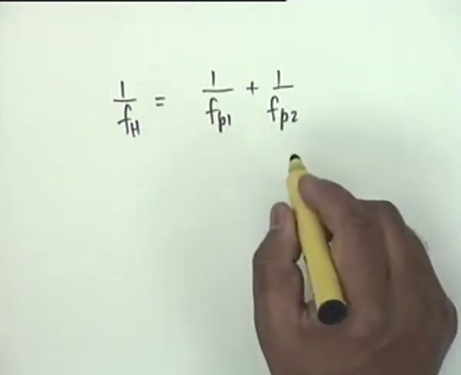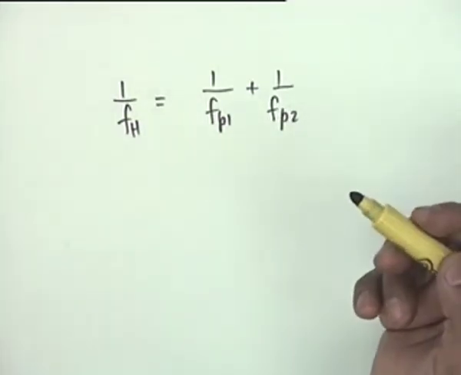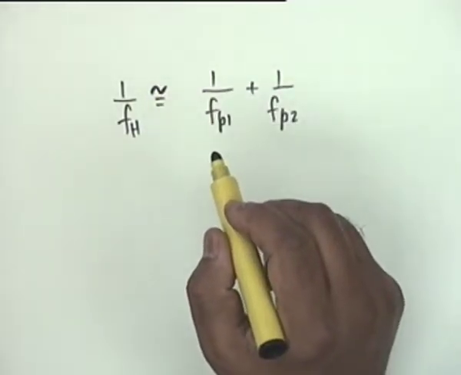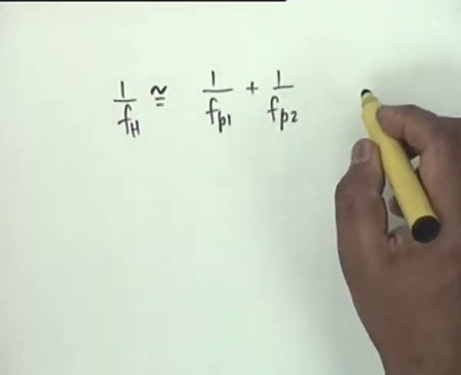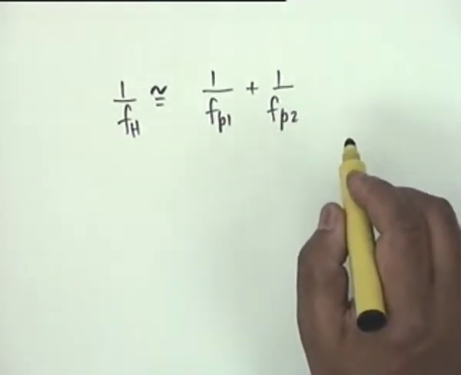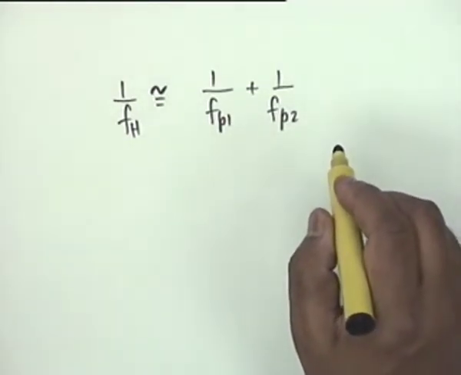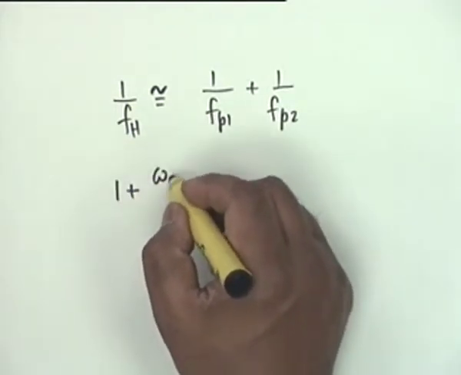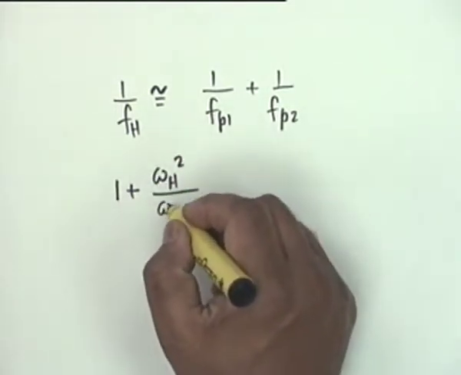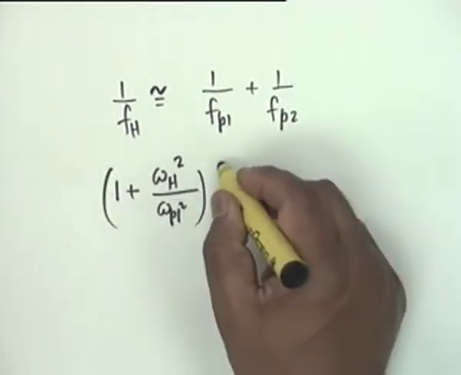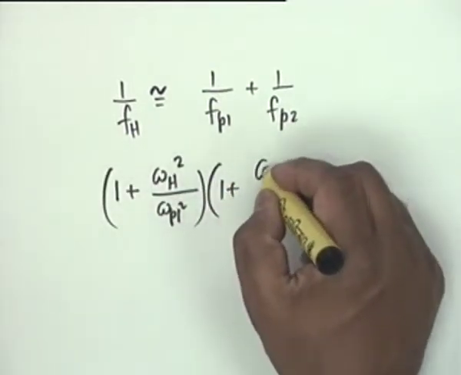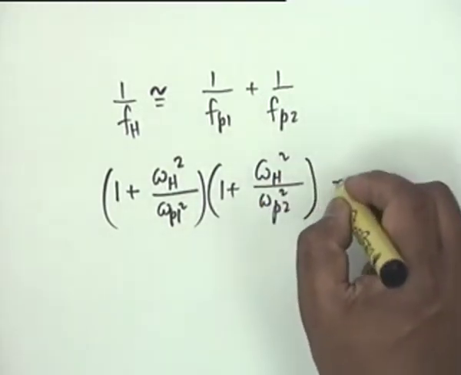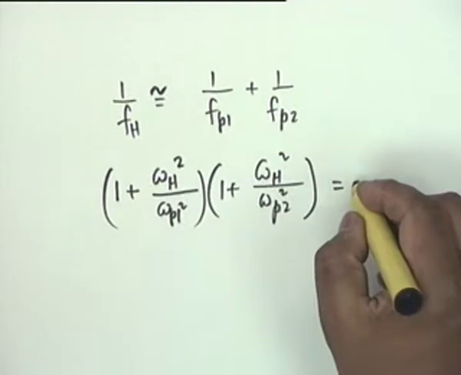Is this the correct formula, or should FH be FP1 plus FP2? This is correct for high frequency. For the low frequency, it is the sum of them. All right. So you could also apply this formula, or since it is a quadratic, there is no harm in solving the quadratic equation: 1 plus omega h squared divided by omega p1 squared, multiplied by 1 plus omega h squared divided by omega p2 squared, would be equal to 2.